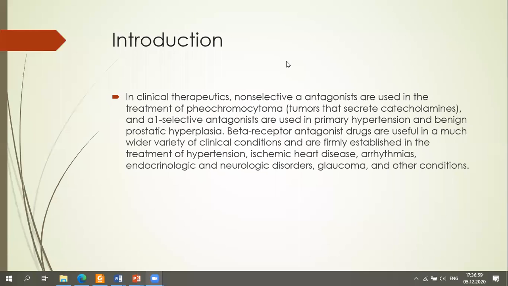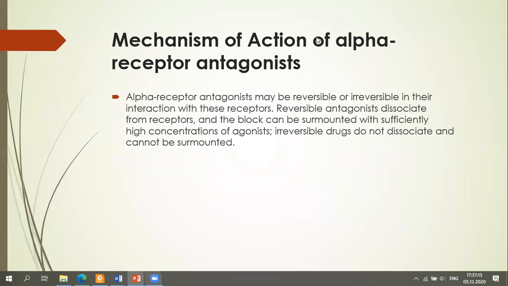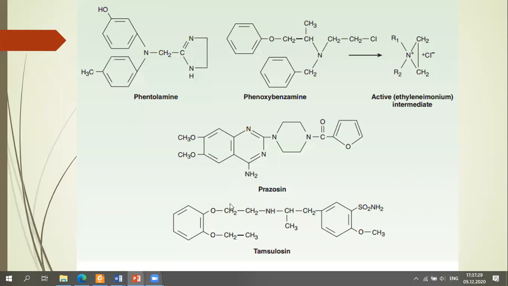So we have already learned about the alpha antagonists, alpha receptor antagonists. Now we will be continuing with the beta antagonists, beta adrenergic receptor antagonists. Let's make a quick review of the previous topics too. We have already learned about the mechanism of action of alpha receptor antagonists, and these are the types of the antagonists.